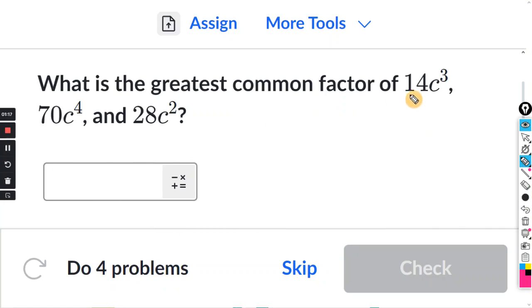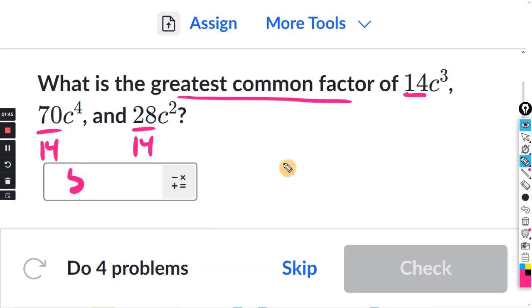All right, so the smallest number here is 14. We can write out all the factors, but I think we could just do the shortcut here. The smallest is 14. I know you could divide 28 by 14. That's just 2. Can you divide 70 by 14? Let's check on the calculator. Yes, indeed, 70 divided by 14 is 5. So for the number, the coefficient, the greatest common factor is not 5, it's 14.